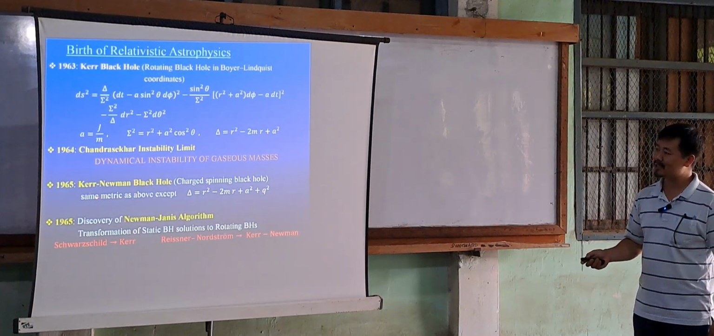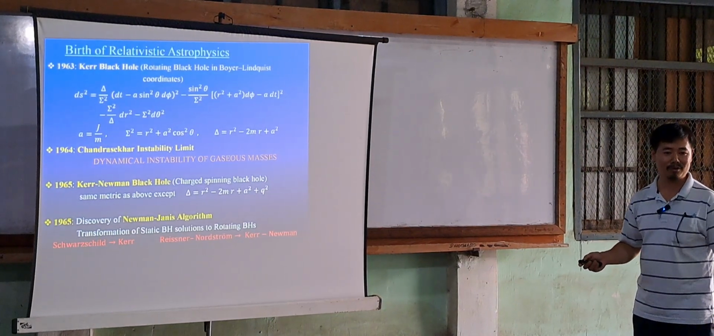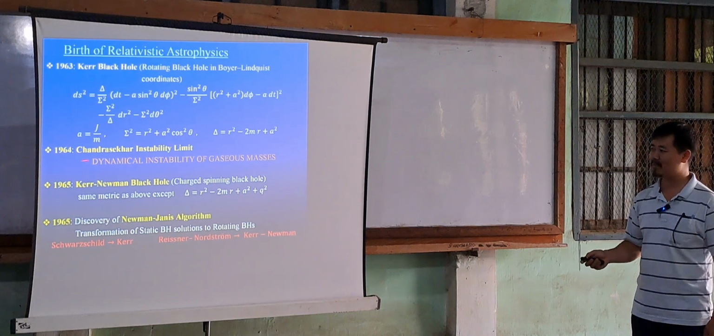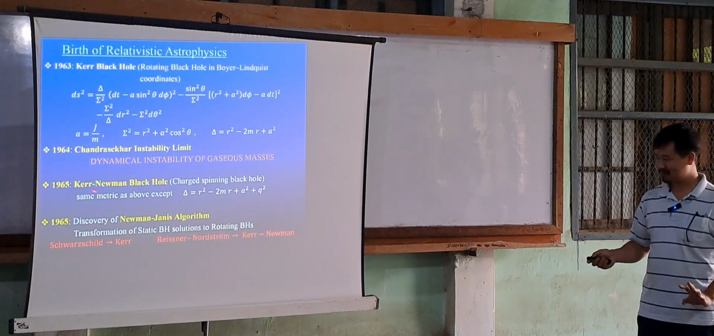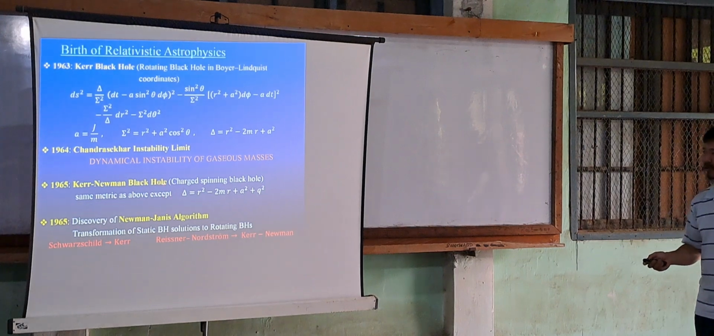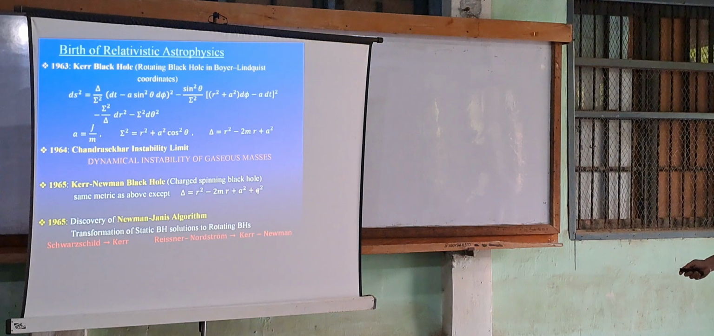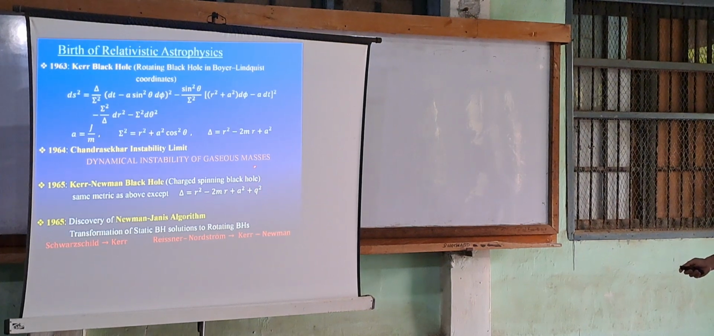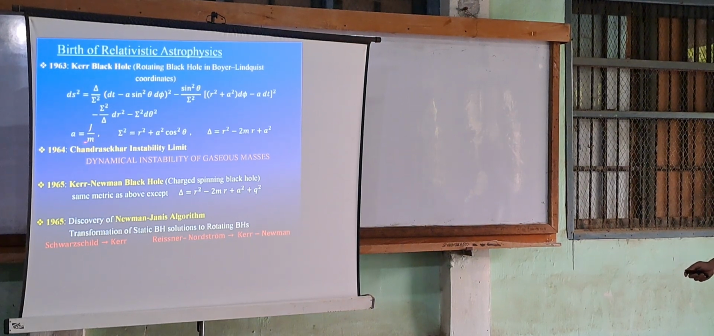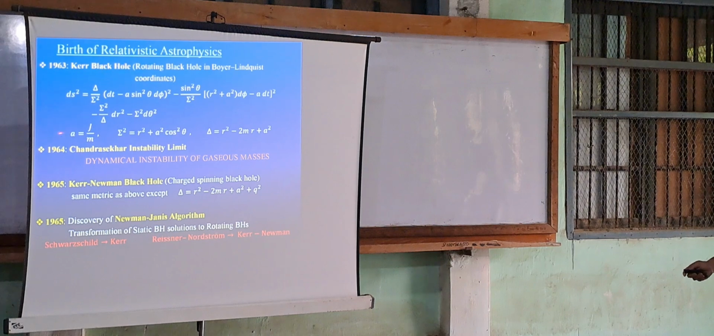Second one, this is the charged rotating black hole, which is known as the Kerr-Newman black hole, charged as well as rotating. So definitely it's extremely complex. Same metric, except the function delta here will be replaced by a plus q square. Q is the charge of the object. A is J by M, where J is the spin angular momentum and M the mass of the black hole. So it's simply known as the spin parameter.